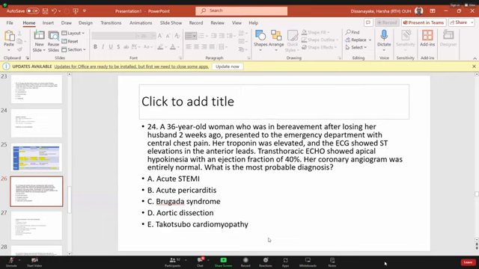Pericarditis: the ejection fraction would not be reduced and there would be no apical hypokinesia, and the ST elevations would be across all the leads rather than localized. Brugada syndrome: you would see ST elevations in V1, 2, 3, and you won't see a reduction in ejection fraction or apical hypokinesia. Aortic dissection.